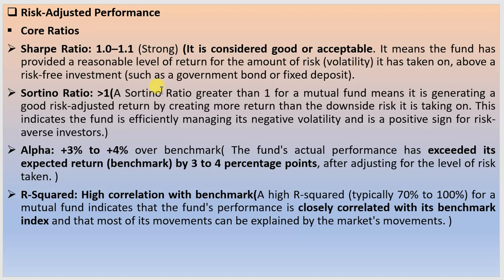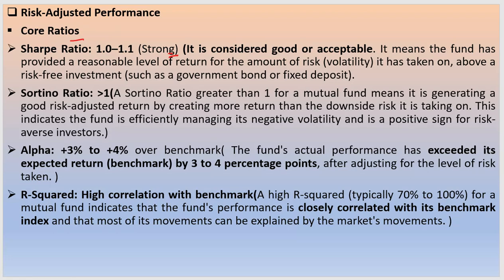Now, risk adjusted performance. Core ratios are Sharpe ratio, Sortino ratio, alpha and R squared. We discuss these parameters one by one. Sharpe ratio 1 to 1.1 is very strong. This is a strong ratio. It is considered good or acceptable. It means the fund has provided a reasonable level of return for the amount of risk volatility it has taken on, above a risk-free investment such as a government bond or fixed assets.